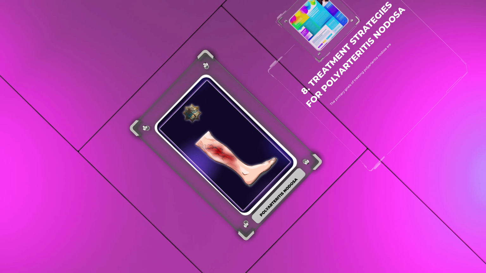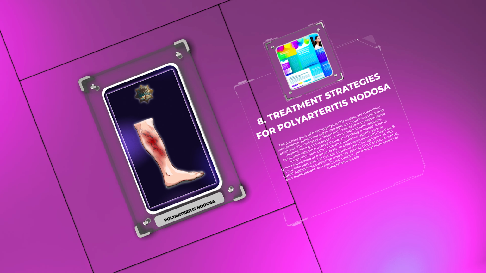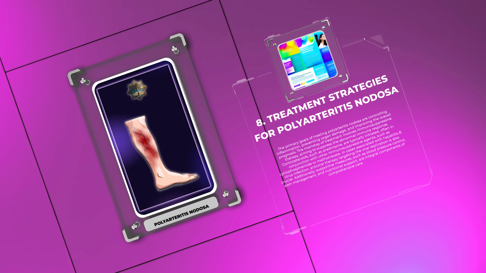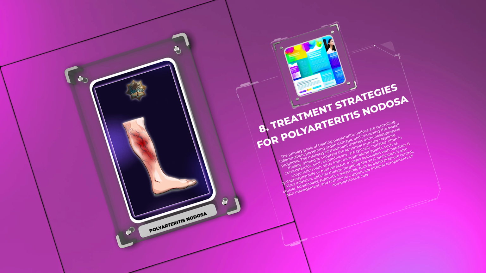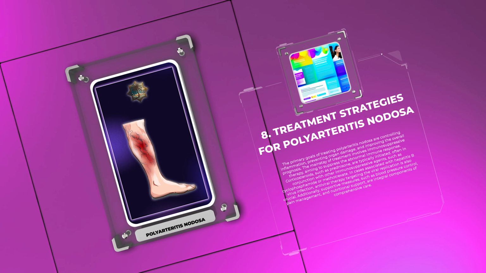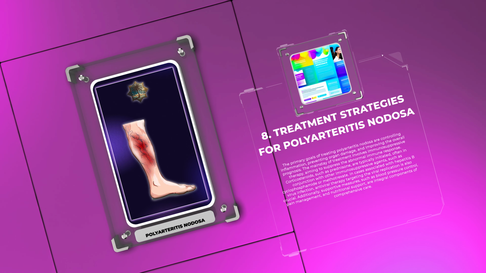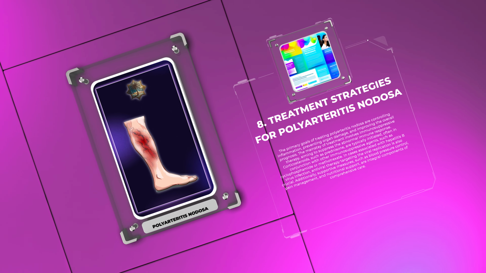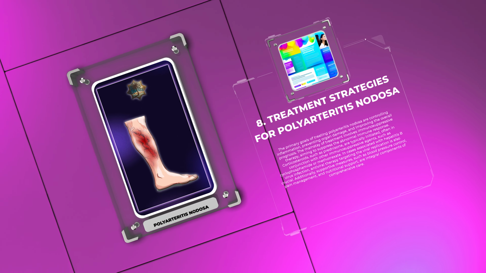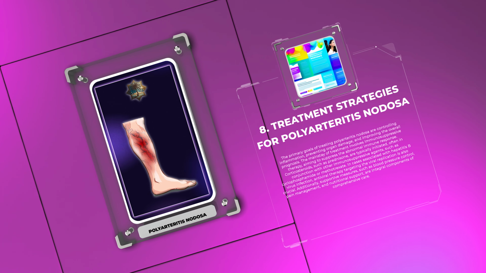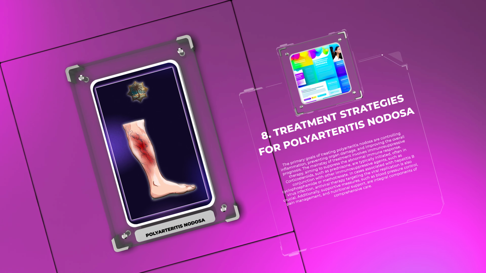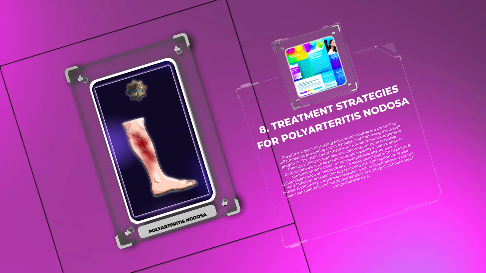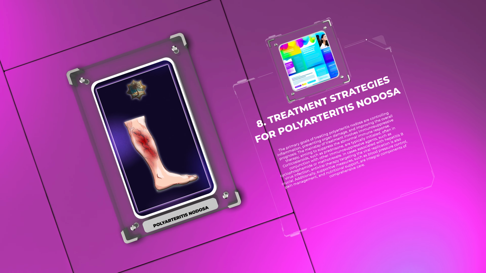The primary goals of treating polyarteritis nodosa are controlling inflammation, preventing organ damage, and improving the overall prognosis. The mainstay of treatment involves immunosuppressive therapy, aiming to suppress the abnormal immune response. Corticosteroids, such as prednisone, are typically initiated, often in conjunction with other immunosuppressive agents, such as cyclophosphamide or methotrexate. In cases associated with hepatitis B virus infection, antiviral therapy targeting the viral replication is also crucial. Additionally, supportive measures, such as blood pressure control, pain management, and nutritional support, are integral components of comprehensive care.